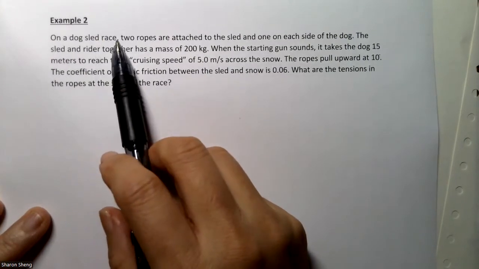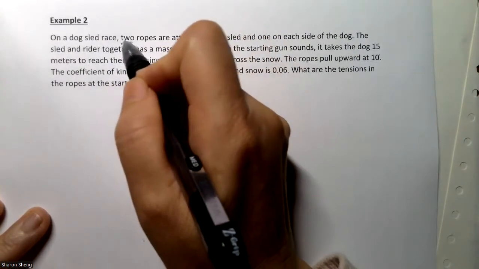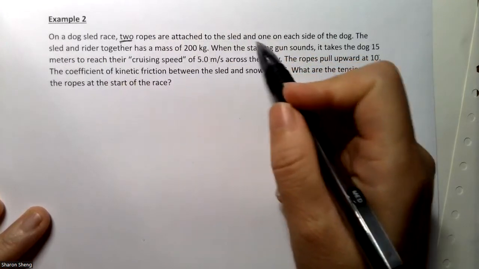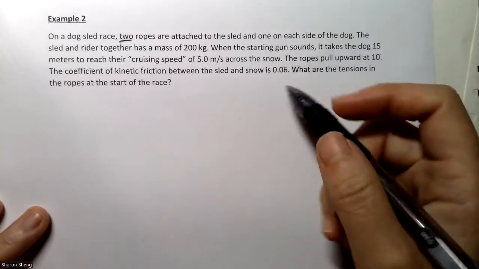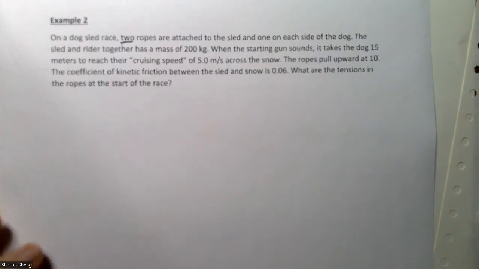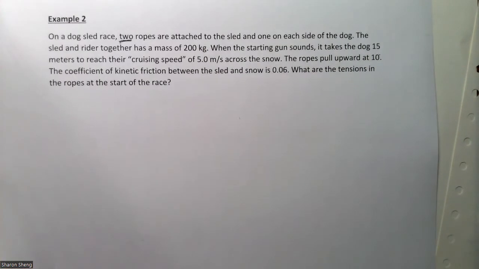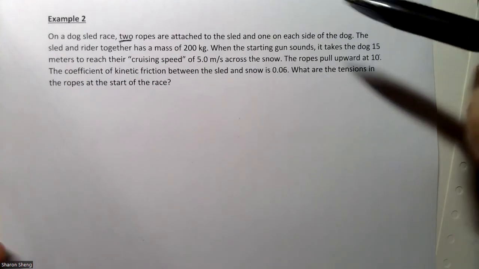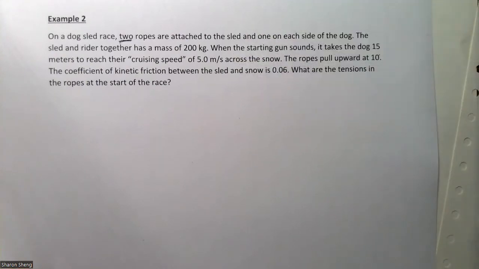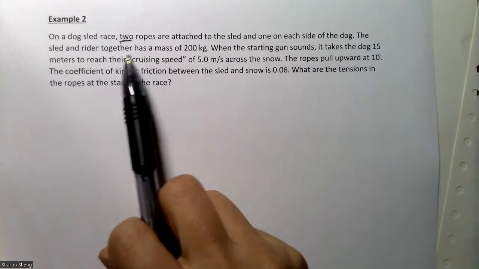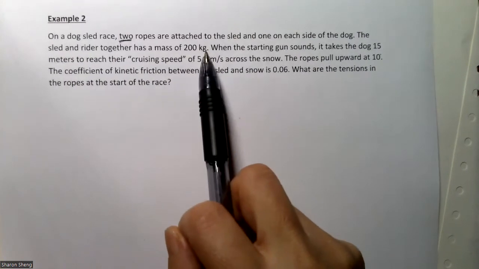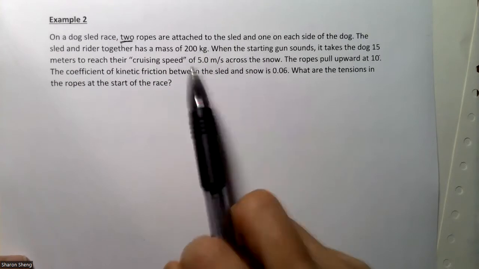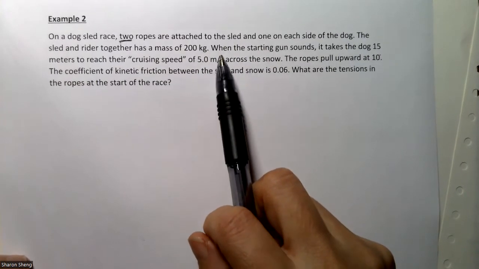On the dog sled race here, 2 ropes are attached to the sled, 1 on each side of the dog. So the dog is pulling the sled, and the dog has 2 ropes, 1 on each side. We know the sled and the rider together have a mass of 200 kilograms. So we know the total mass of the sled and the rider here.